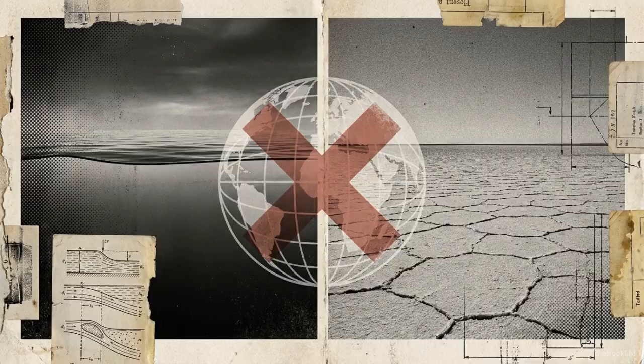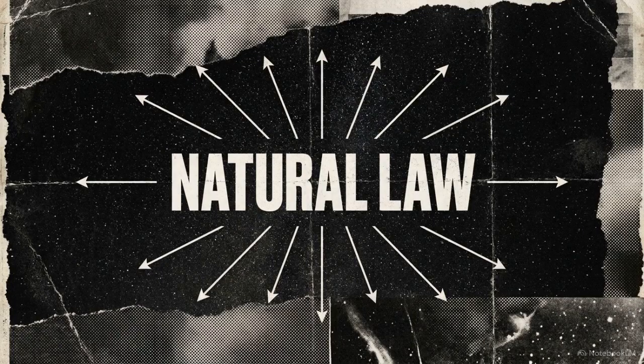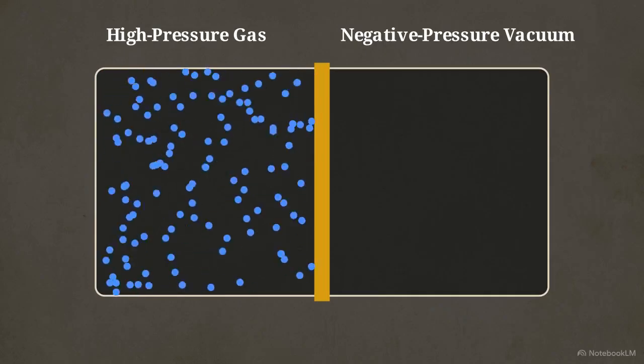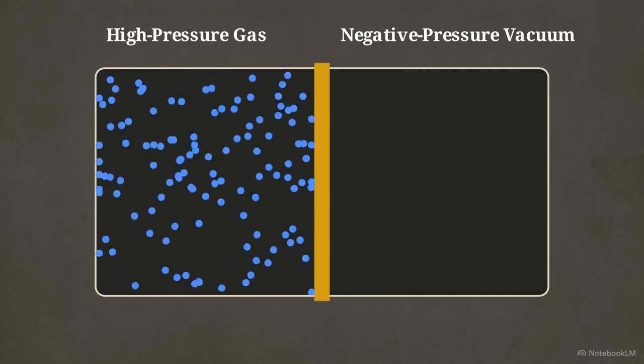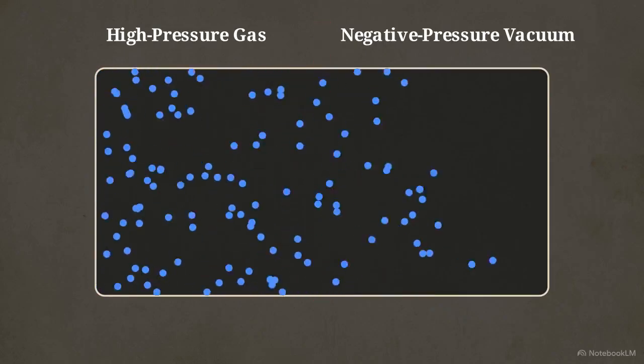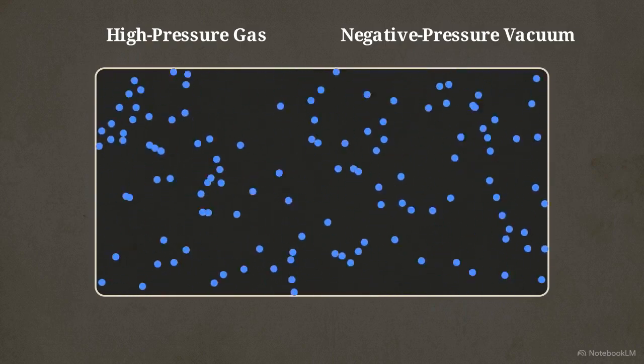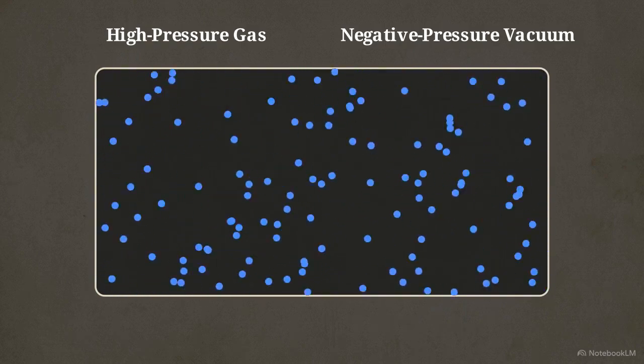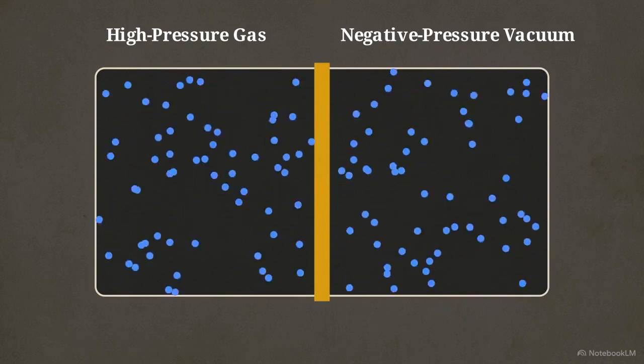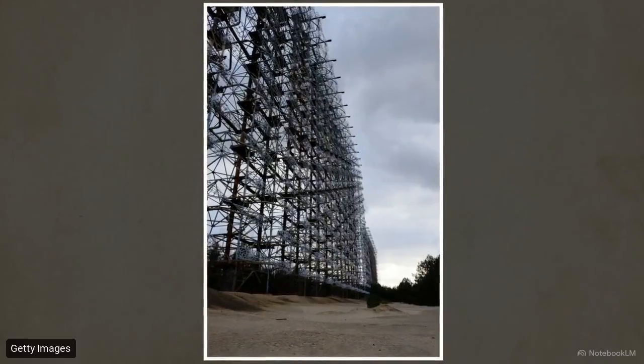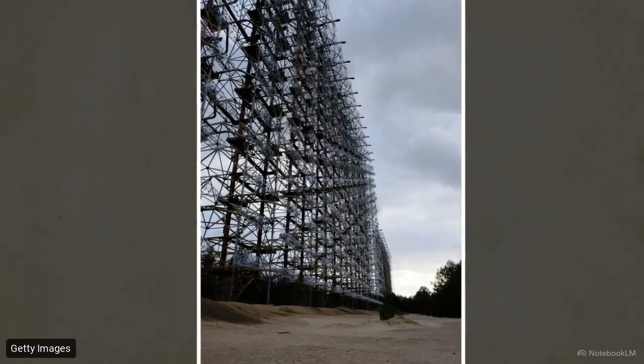Looking upward, the atmosphere introduces another physical contradiction, governed by the second law of thermodynamics. This schematic demonstrates how a high-pressure gas system reacts to an adjacent negative pressure void, like the vacuum of space. The gases must instantly equalize unless they are separated by a physical, structural barrier. The military actively relies on the existence of this barrier.